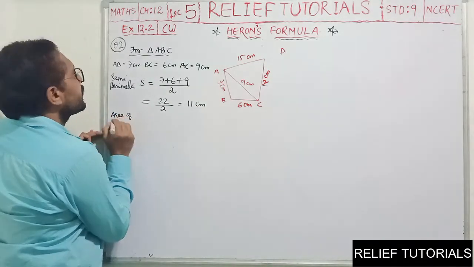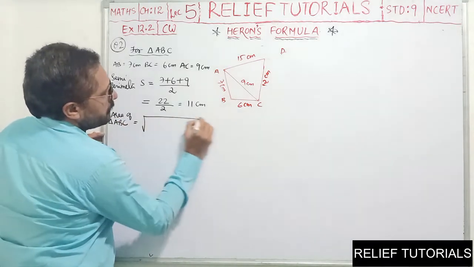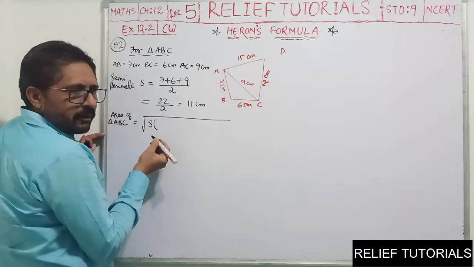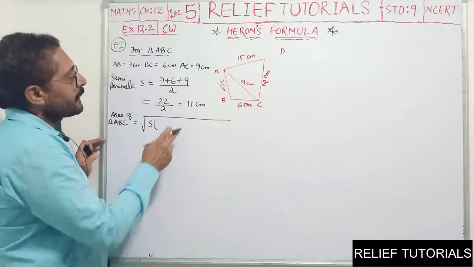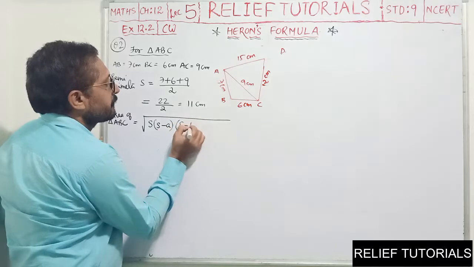Now we will find the area. So area of triangle ABC is under root of S into S minus A. If you don't want to write the formula, it's not necessary, just substitute the values. Now you are familiar with the formula. S is 11. Last time I am writing S minus A.